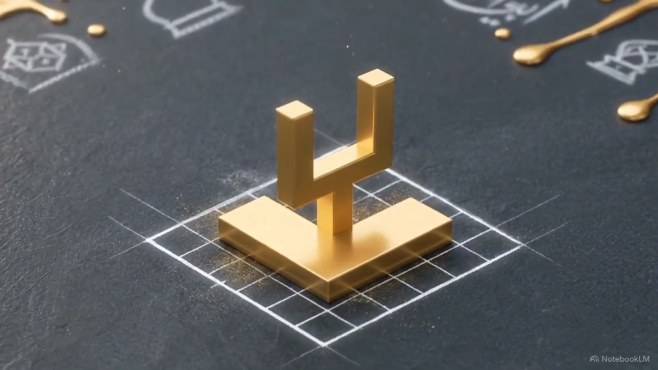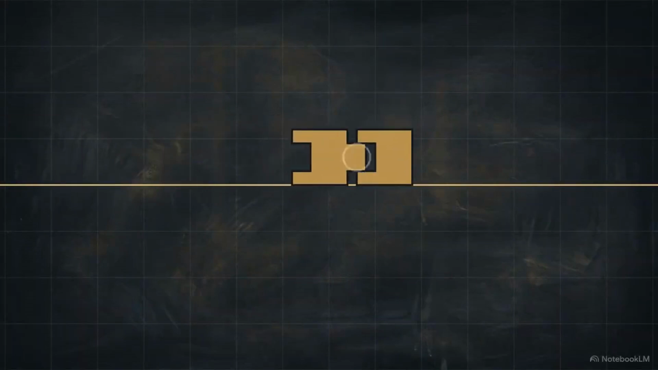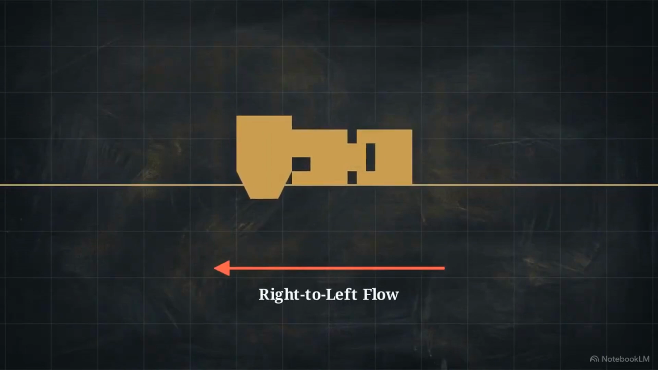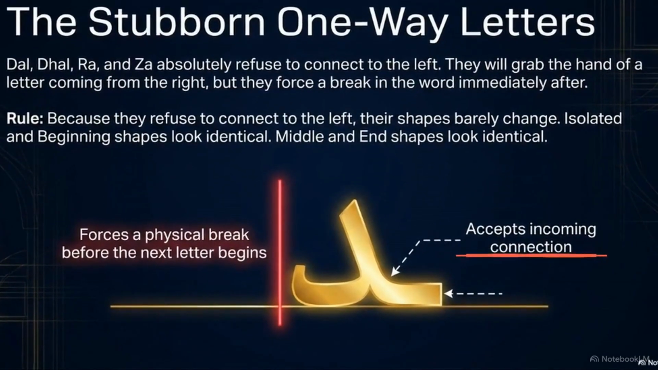You have the shapes and the sounds. Now we connect them. Arabic is written from right to left, and a letter's shape changes depending on whether it joins with its neighbor. This illustrates the stubborn, one-way letters, Dal, Dhal, Ra, and Za. They accept incoming connections from the right, but refuse to connect to the left. Notice the red line. This forced physical break means their isolated shapes barely change in a connected word.